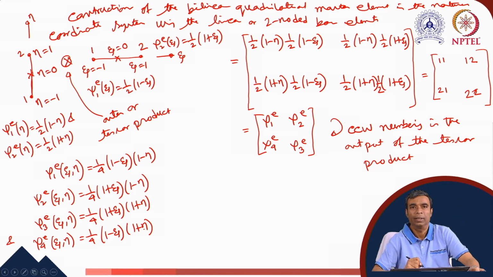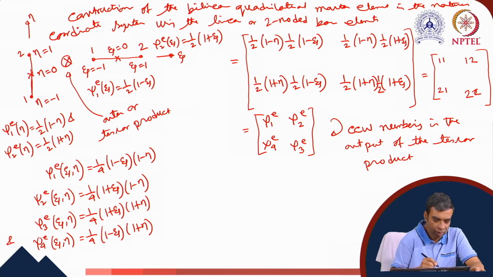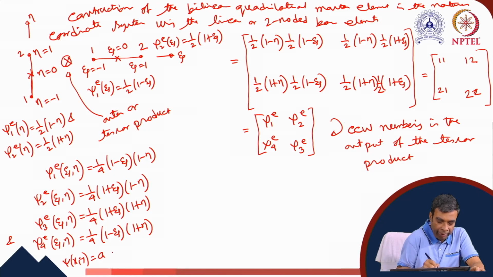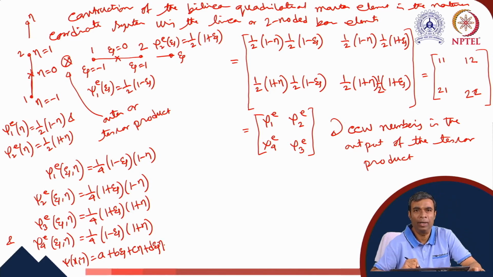These are the shape functions for the bilinear quadrilateral elements. They are of the form psi of xi eta equals to a plus b xi plus c eta plus d xi eta. Okay, so they are already matching with the profile predicted from the Pascal's triangle.